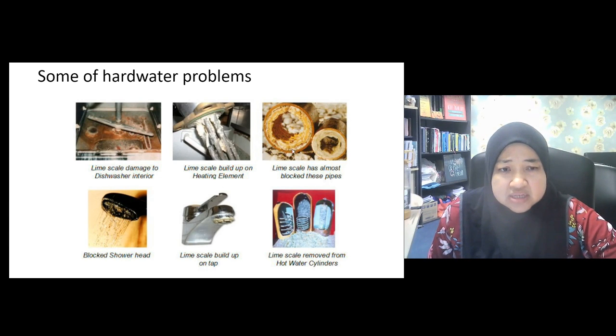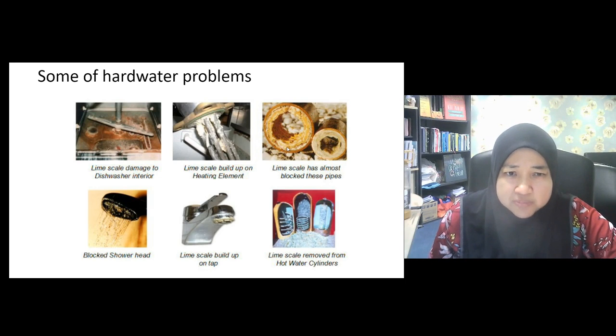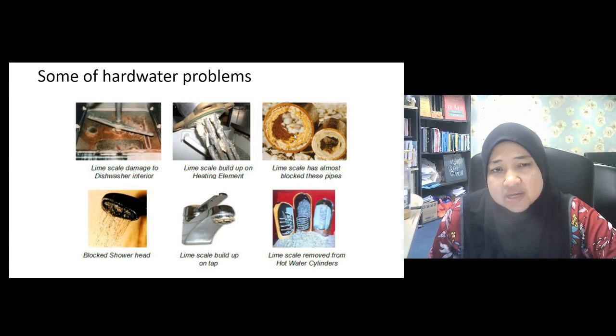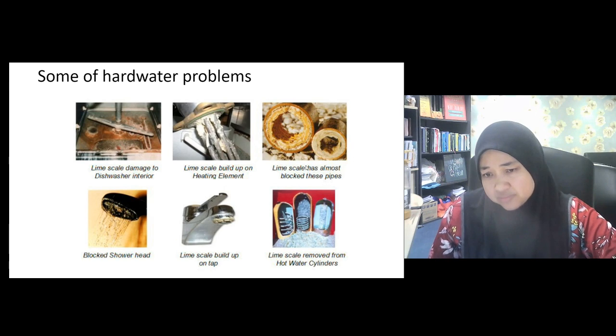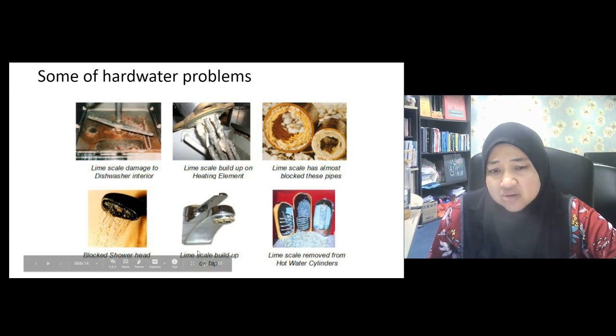So this is in the pipe. You can see that lime scale has almost blocked this pipe. This is lime scale, the white one here. So they will have a water disruption, maybe water flow becomes very slow because of this. So they need to either clean it frequently or change the pipes. In the shower head, this is a common problem. You can see the white stain on the shower head here, and also on the tap. This is lime scale on the tap, and other hot water cylinders.